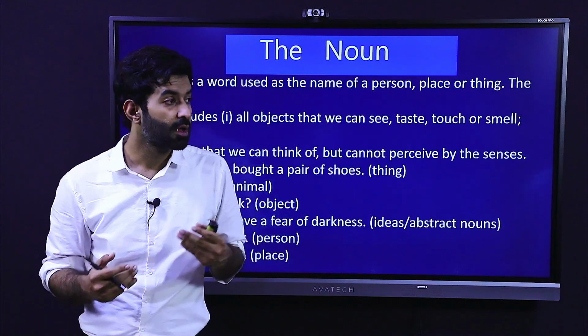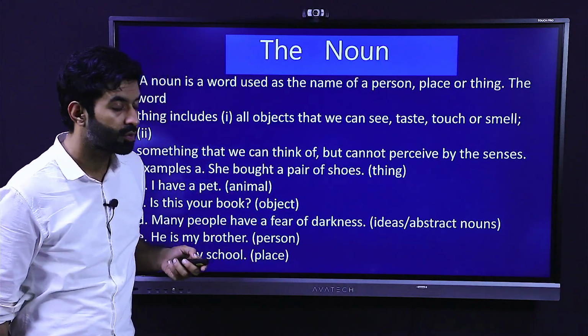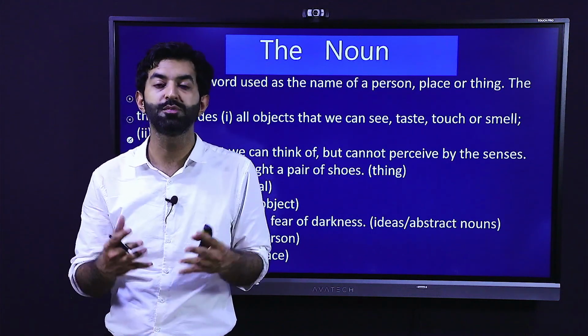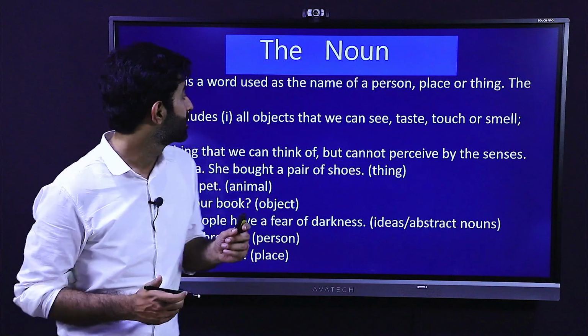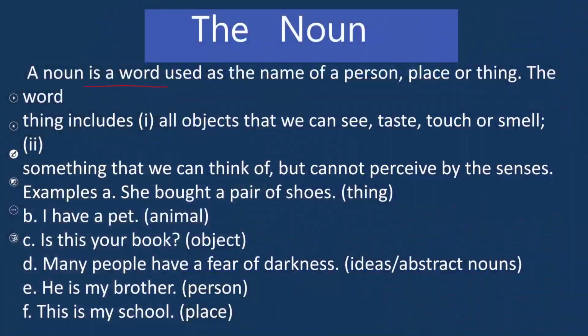Now, students, let us talk about noun, the very first and basic part of speech that we learn. Noun is a word used as the name of a person, place, or thing. Now, these things, person, place, or thing, can be both common and also proper. The word things include, now we know person includes people, place includes all the places that we can visit that are available in the world.